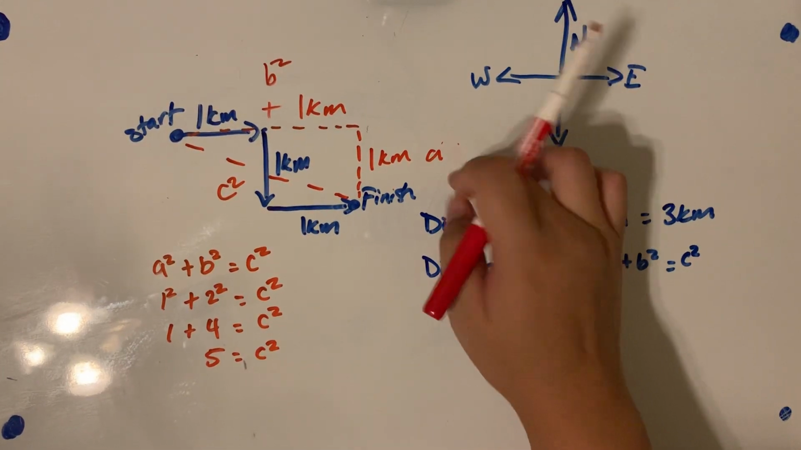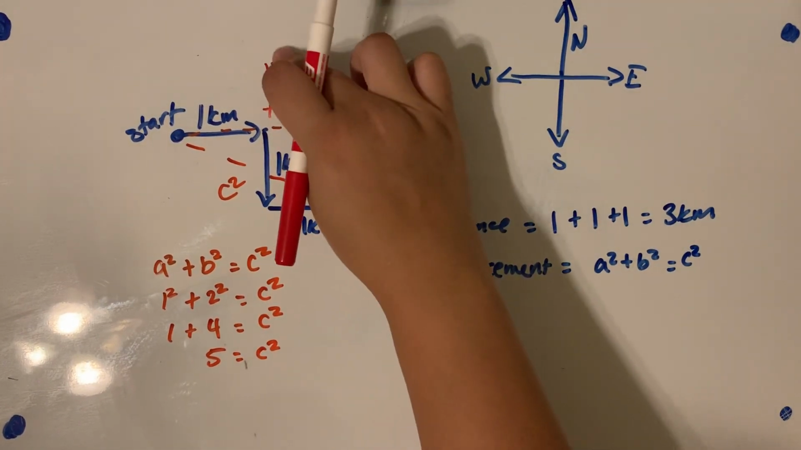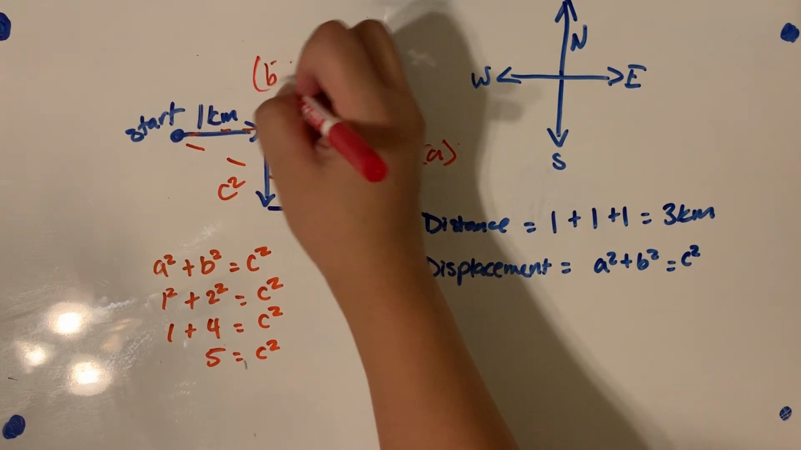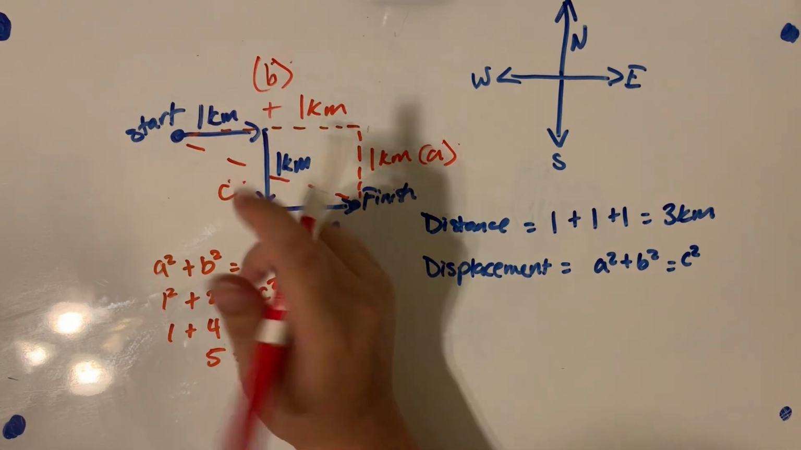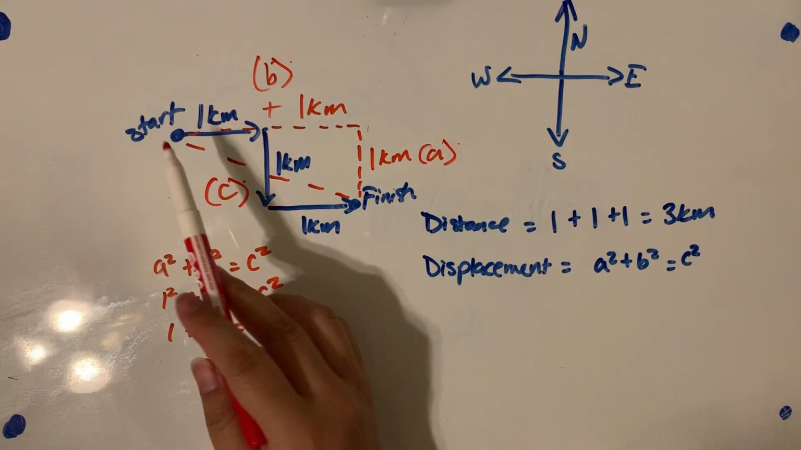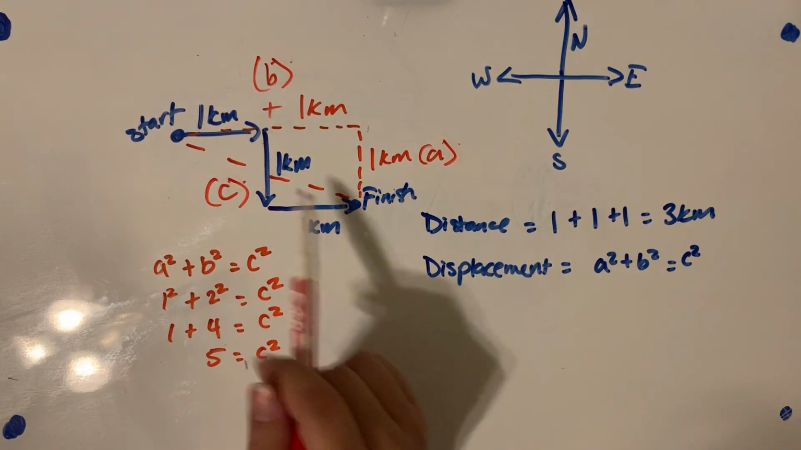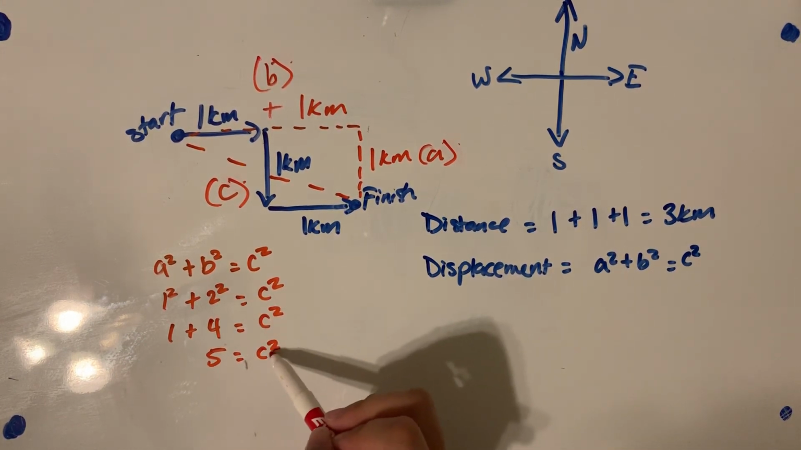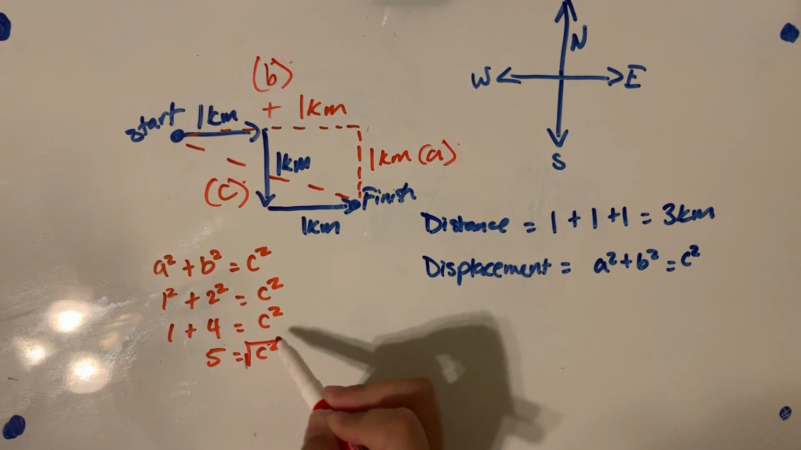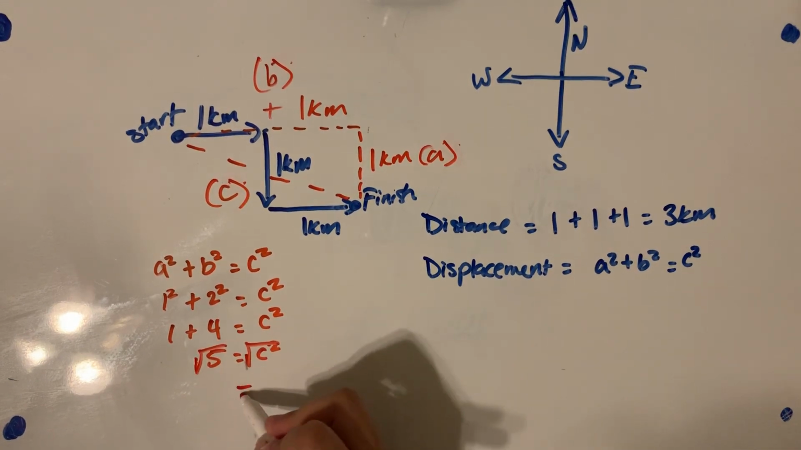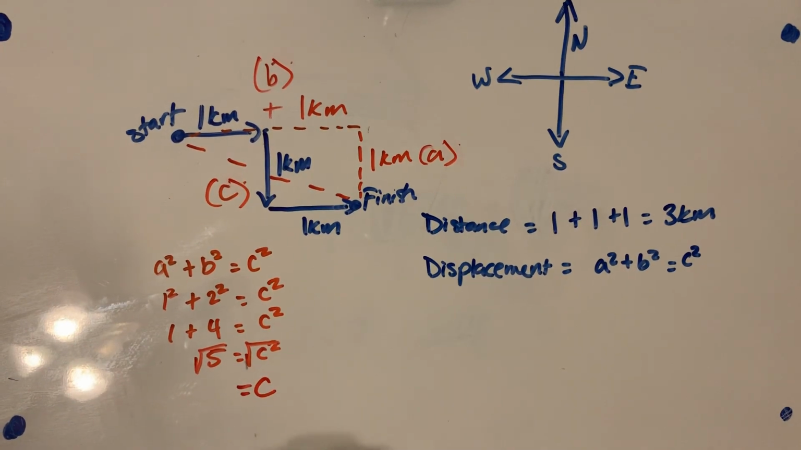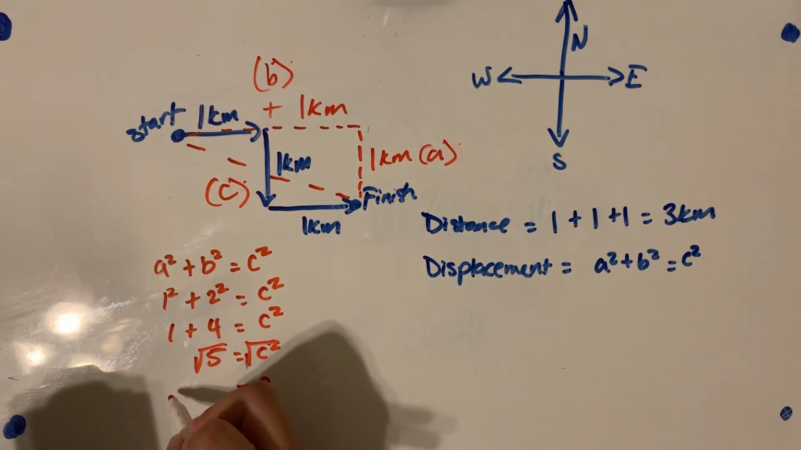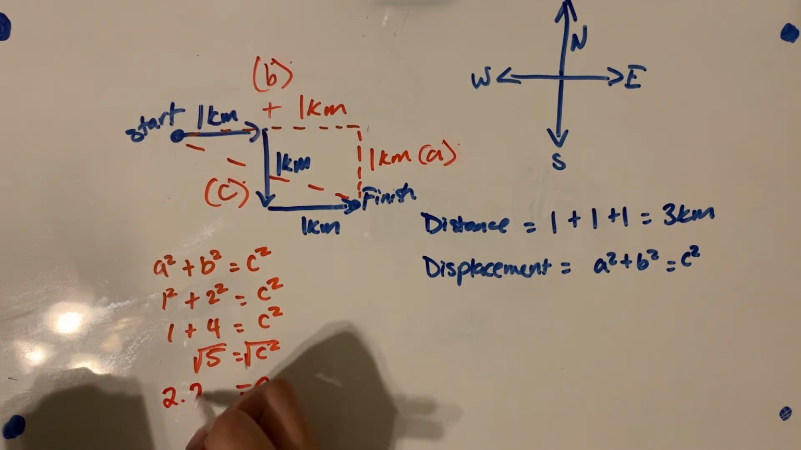Okay, so this is your a side. Here's your b side. Here is your c side. You're finding the displacement, the distance from your start to your finish, okay? So, since this is squared, to get rid of the squared, you have to square root it. Okay? So, plug into your calculator. Second square root, 5. My c is equal to 2.2.